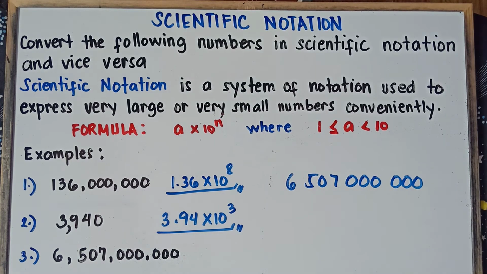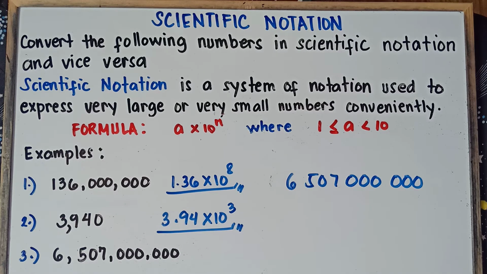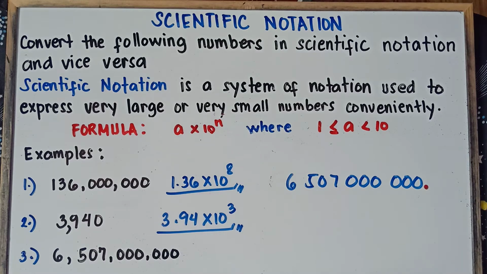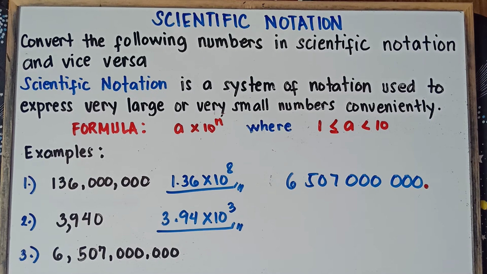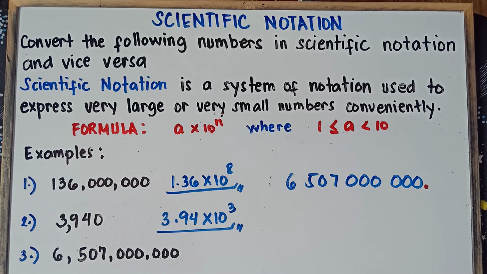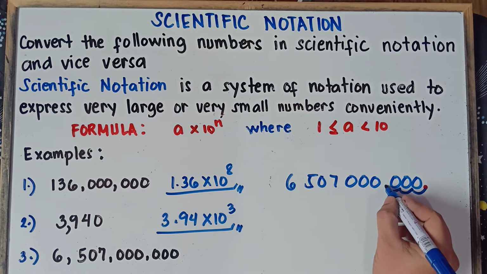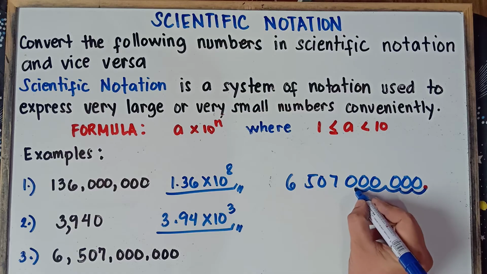Once again, class, first step is you need to look for the decimal point. Of course, we know that any whole number, if you didn't see any decimal point, the decimal point is always after the whole number. The decimal point is here. And we need to move, class, the decimal point right to left many times until we can get the value of A. So let's move this one. 1, 2, 3, 4, 5, 6.